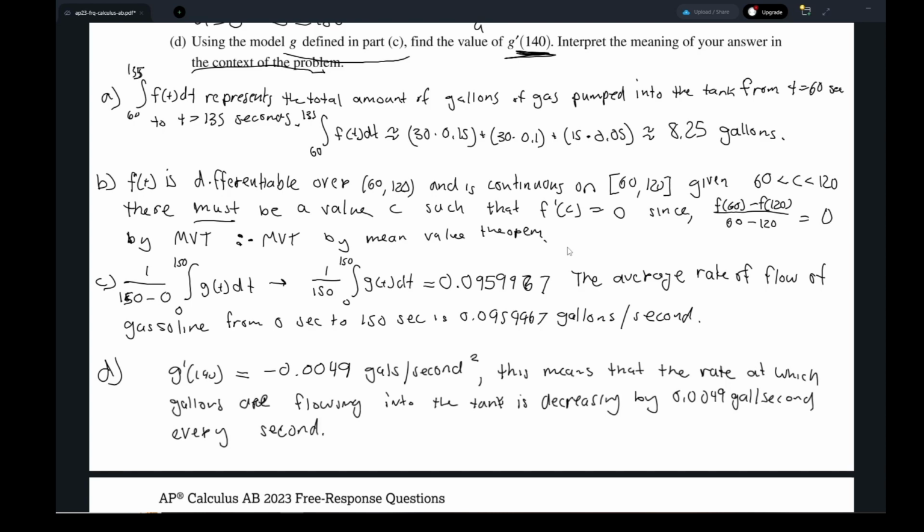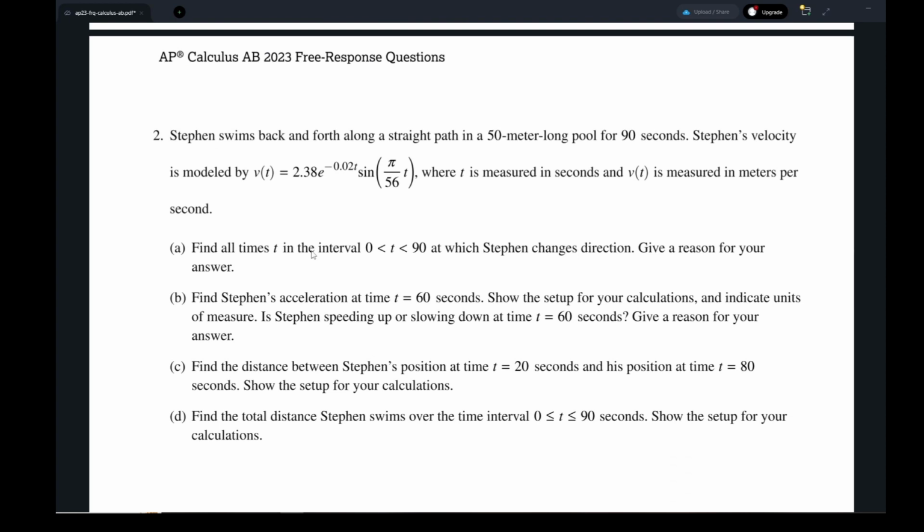And that's going to be the proper interpretation of that. And that's going to be problem number 1 done, right? Number 2 says that Steven swims back and forth in a straight path in a 50-meter long pool for 90 seconds. His velocity is modeled by v of t is equal to this big function, where t is measured in seconds and v of t is measured in meters per second.